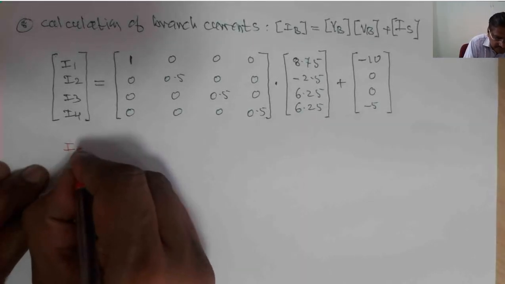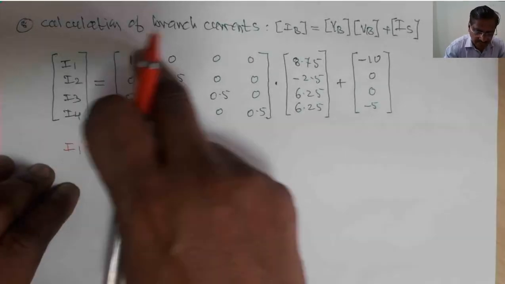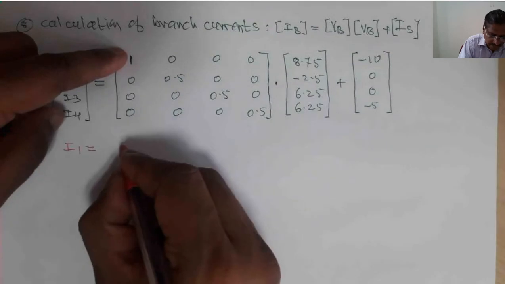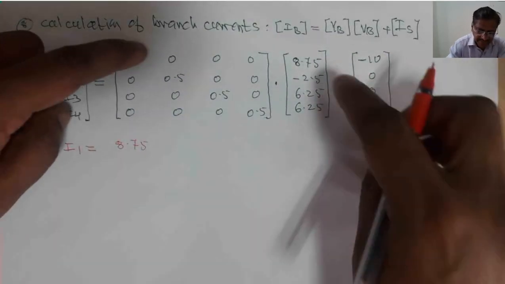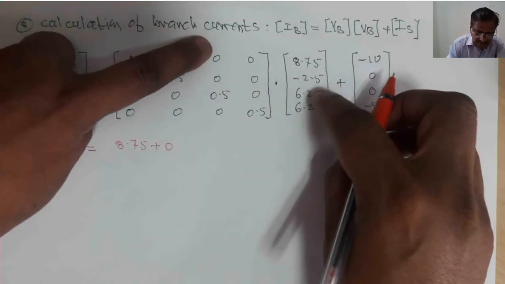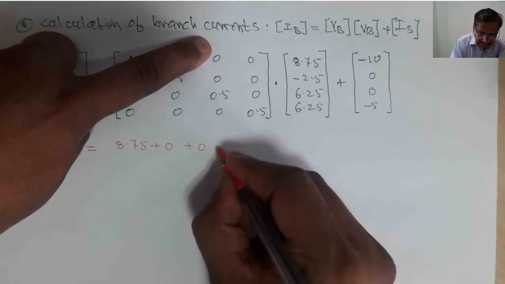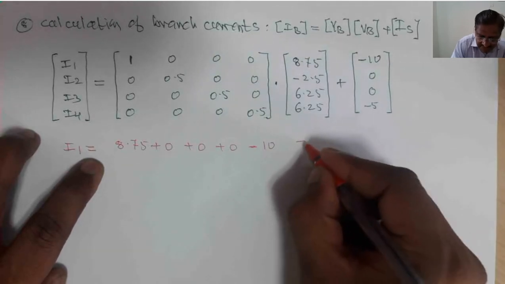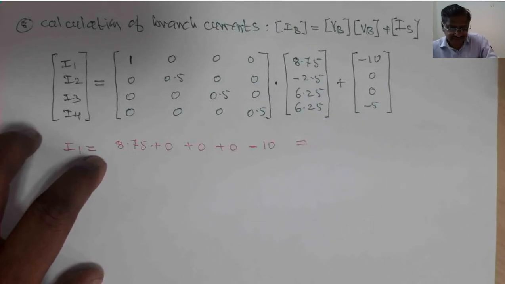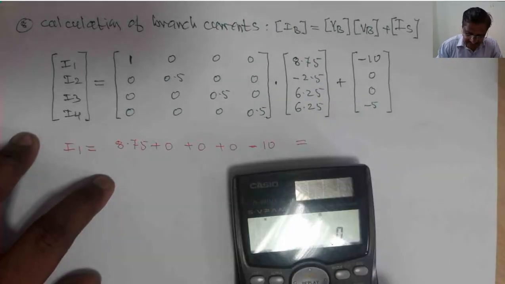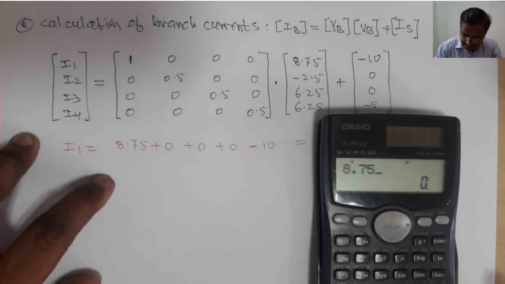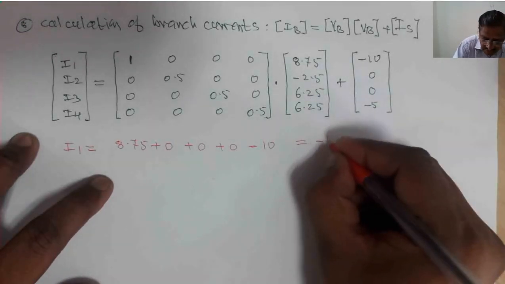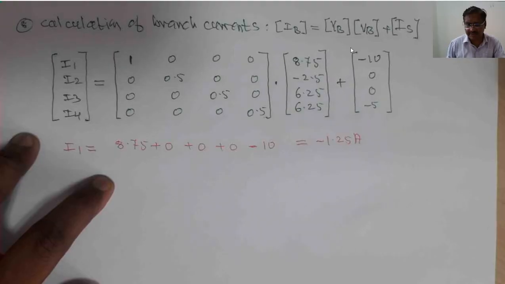I will start with the calculation of I1. I1 is equal to the first row times this column, plus this value. This is 1 into 8.75, which is 8.75, plus 0 into this value, which is plus 0, plus 0, plus 0, and then plus minus 10. This is equal to 8.75 minus 10, the current in that particular branch. Doing the calculation, it is minus 1.25 amperes, the current in the first branch.